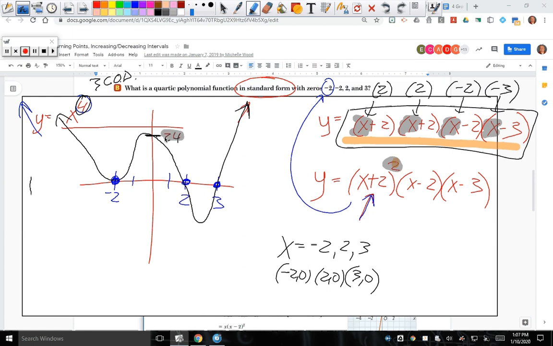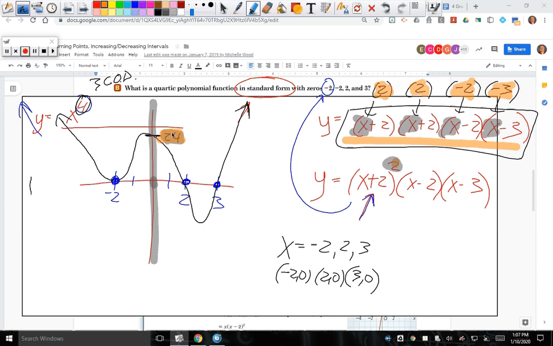Just to reiterate, this 24 comes from plugging in 0 for all of these x values, because x equal to 0 will hit the y-axis. Okay? So it yields these values: this would become 2, this would be 2, -2, -3. When I multiply all that, I get a positive 24.